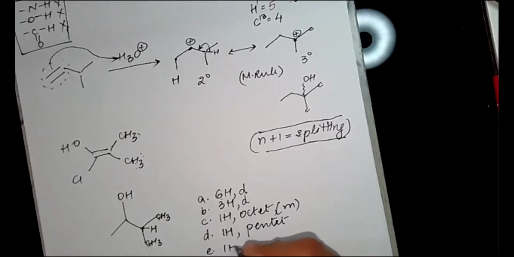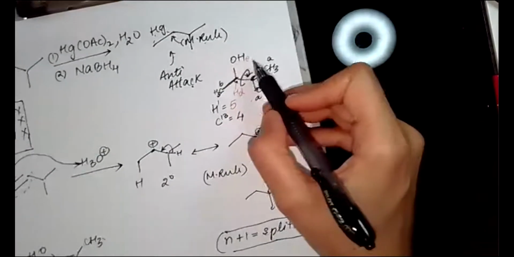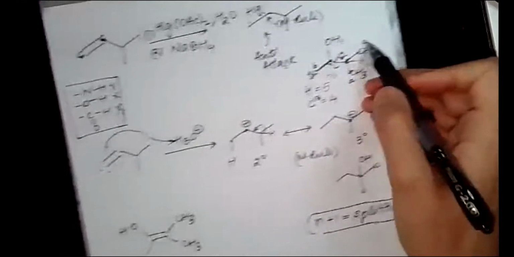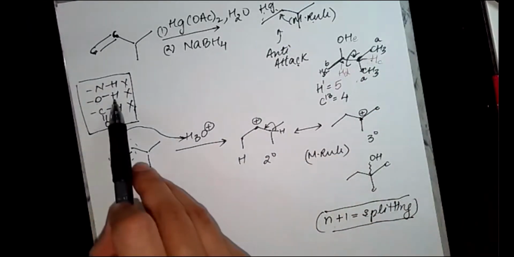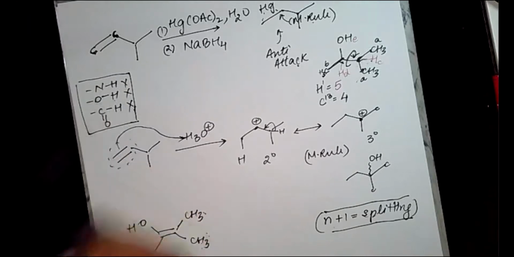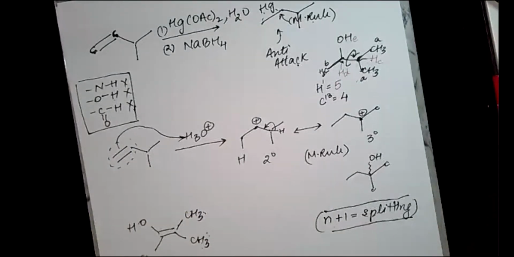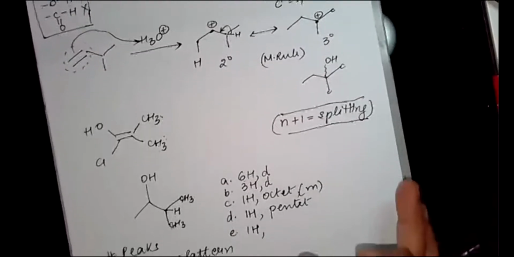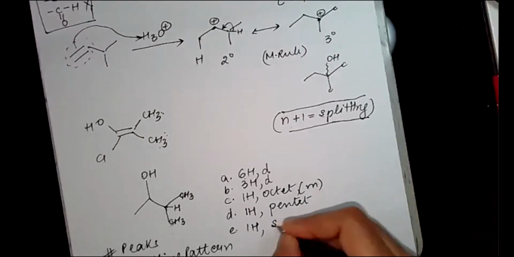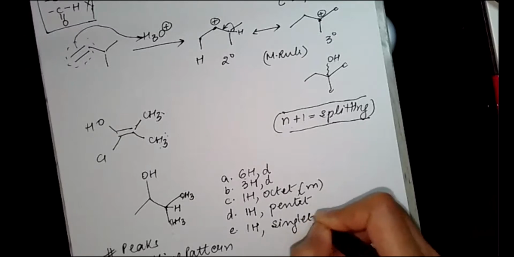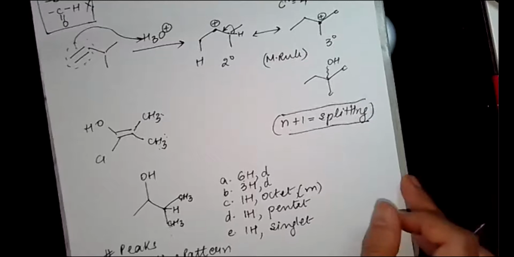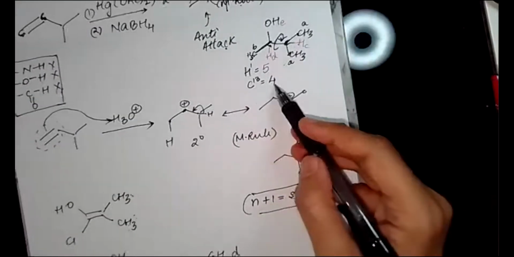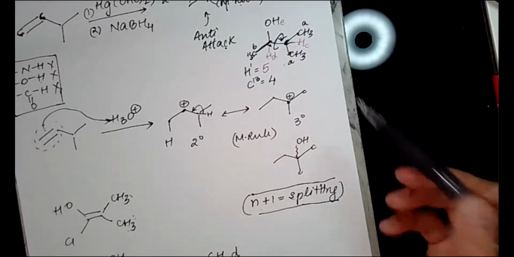And the last is the hydroxyl hydrogen. Hydroxyl hydrogens do not act as neighbors, and they don't have any neighbors. They will always appear by themselves as a singlet. For carbons, we do not expect you to know the splitting, only for protons.